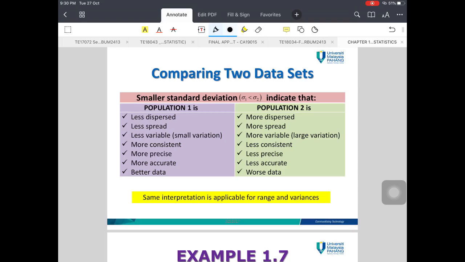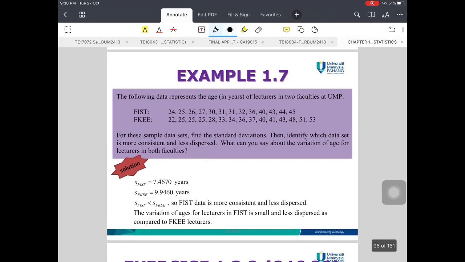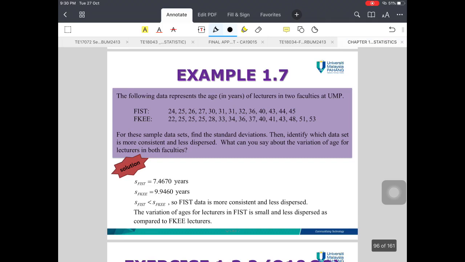Okay, we go to this example 1.7. The following data represent the age of lecturers in 2 faculties at UNP. So we have 2 data sets here with the same unit, age in years, from FEES and FKEE. For this sample data, our data refers to a sample. Find the standard deviation, then identify which data set is more consistent and less dispersed. What can you say about the variation of age for lecturers in both faculties?